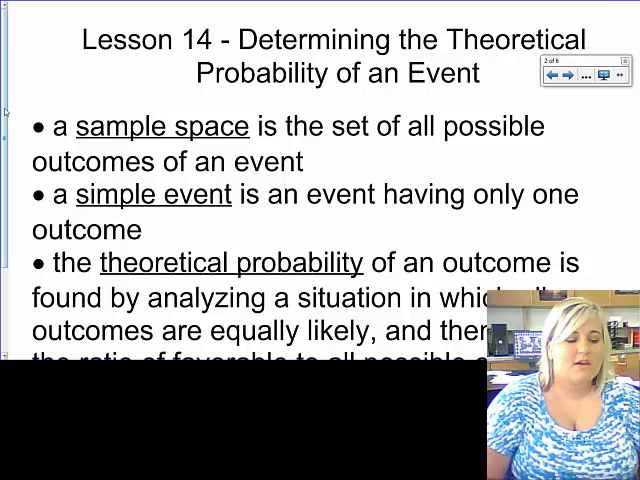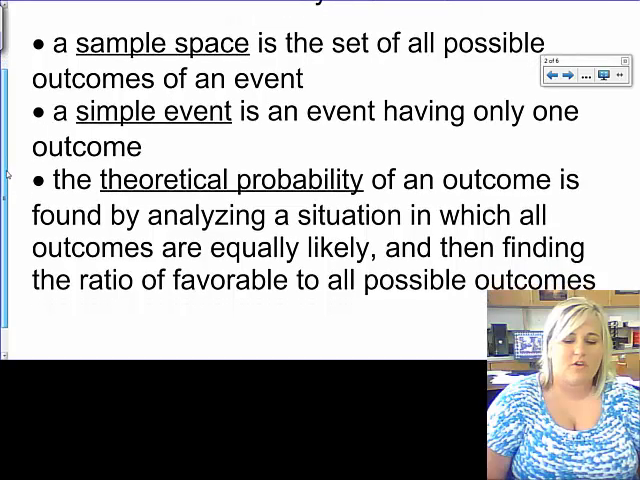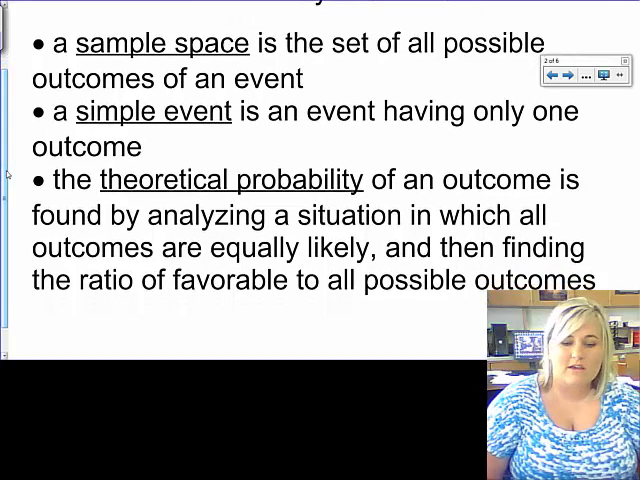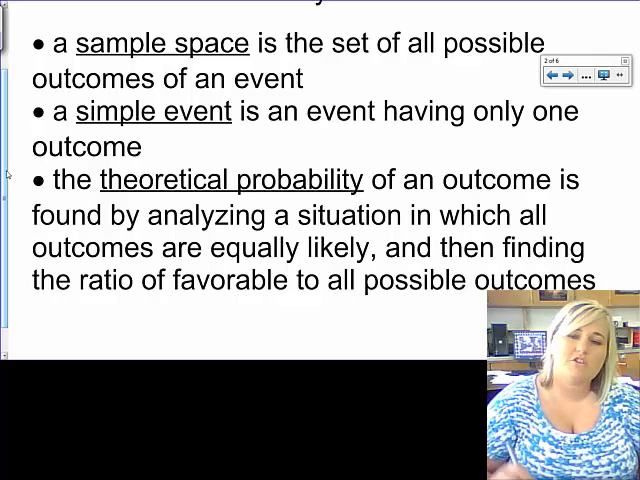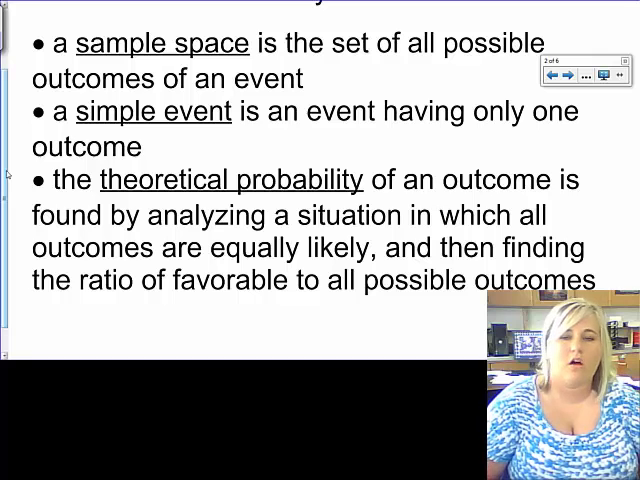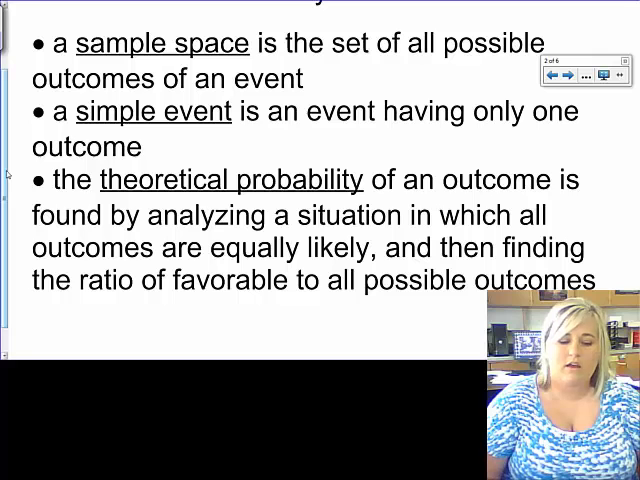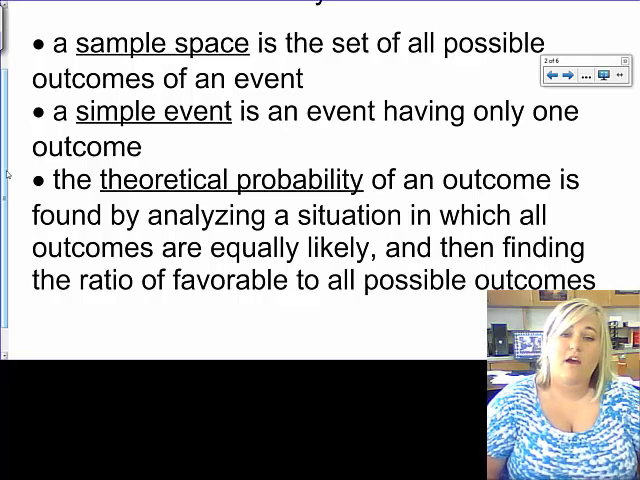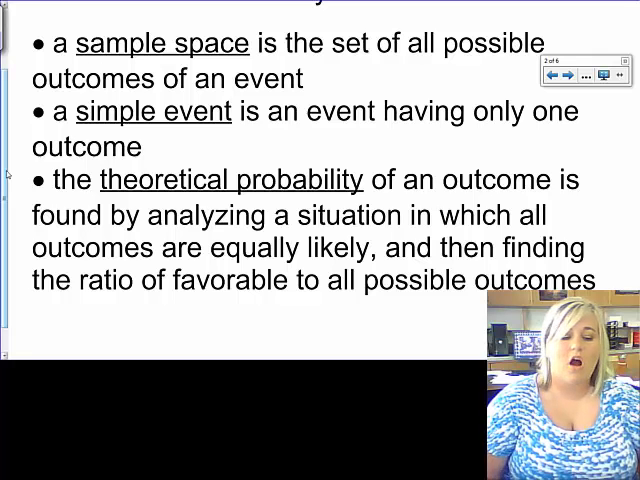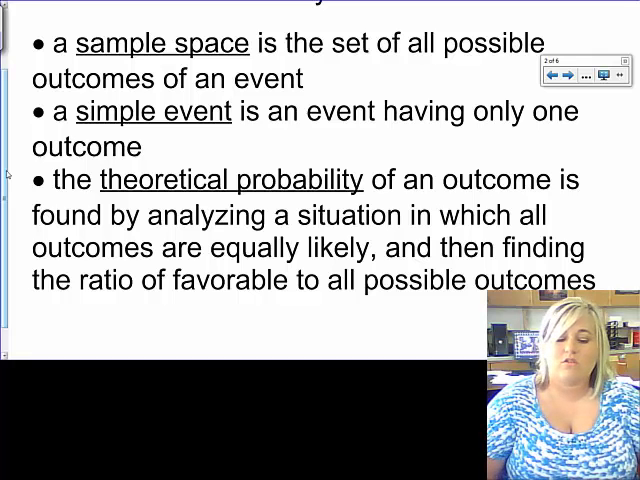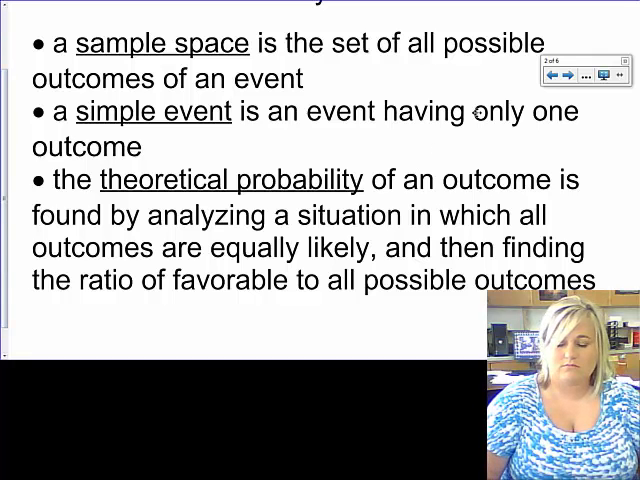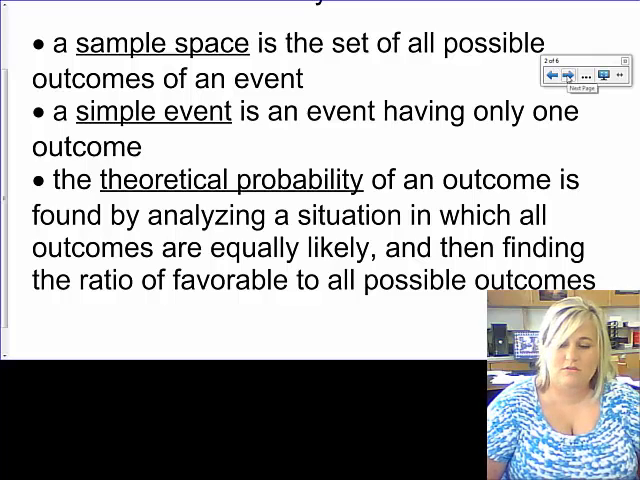So some definitions that you need to make sure that you get in your notes and vocabulary here. A sample space is the set of all possible outcomes of an event. So if it's possible for it to be an outcome of that event, it is part of the sample space. A simple event is an event having only one outcome. The theoretical probability of an outcome is found by analyzing a situation in which all outcomes are equally likely, and then finding the ratio of favorable to all possible outcomes. If you need to pause to get this in your notes, please do so.